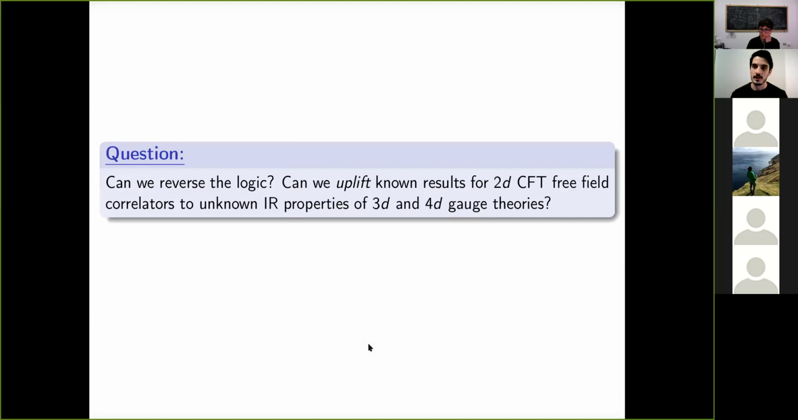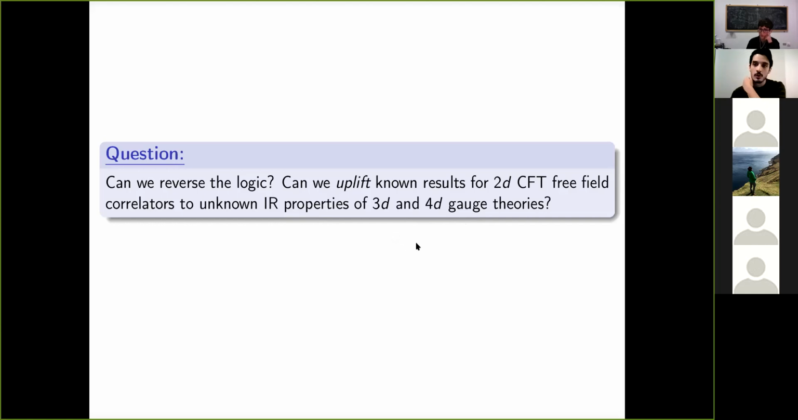So the question that I would now like to ask is the following. Can we somehow reverse the logic of these limits? More precisely, by this I mean the following. Once we have really understood how all these limits work, we reach a point in which if we are given a 2D CFT free field correlator, a complex integral of a free field correlator, then we can immediately read out of it a 3 or 4-dimensional gauge theory. And then using this knowledge, we can try to understand if some known results for 2D free-field correlators translate into non-trivial unknown properties that this gauge theory exhibits in the infrared.